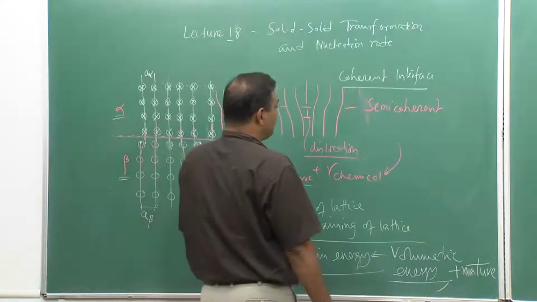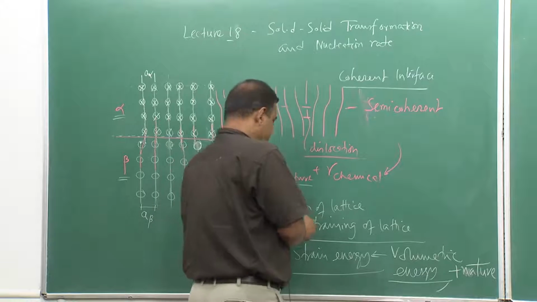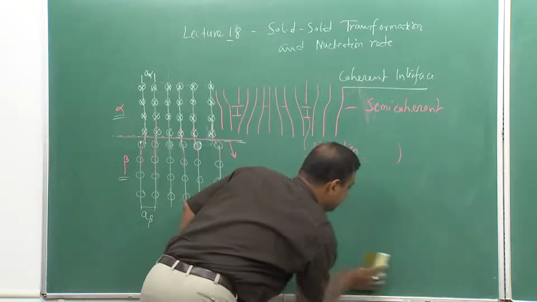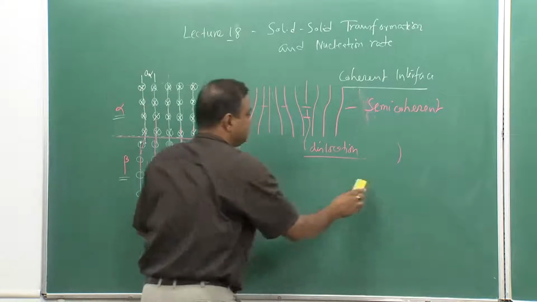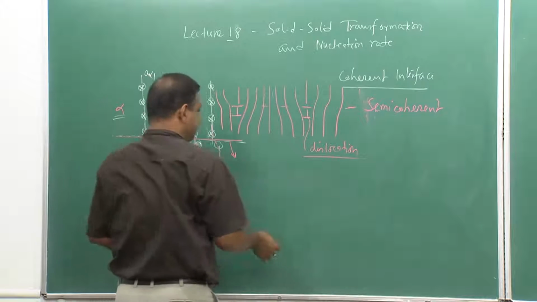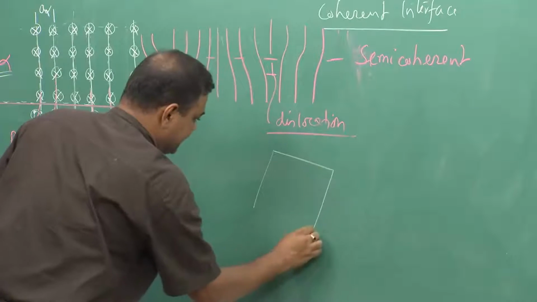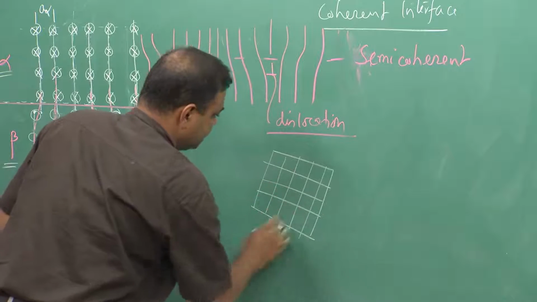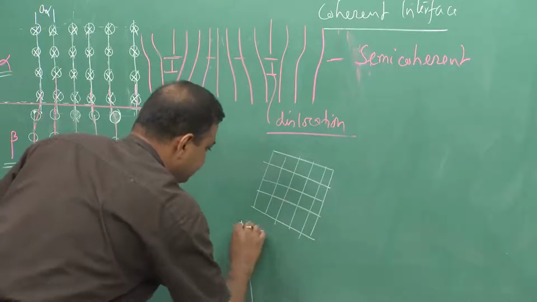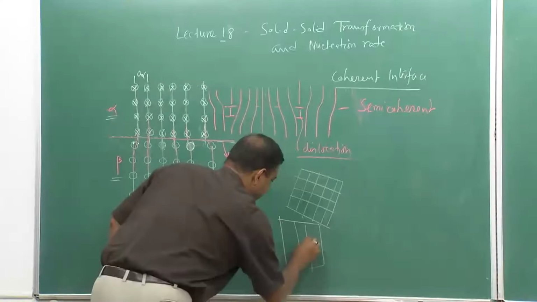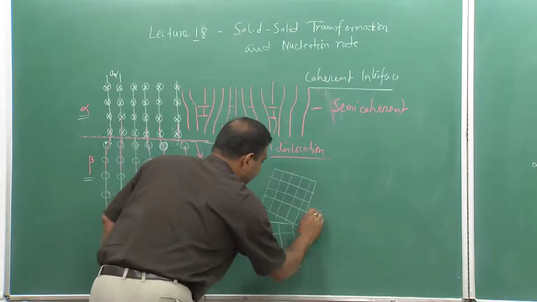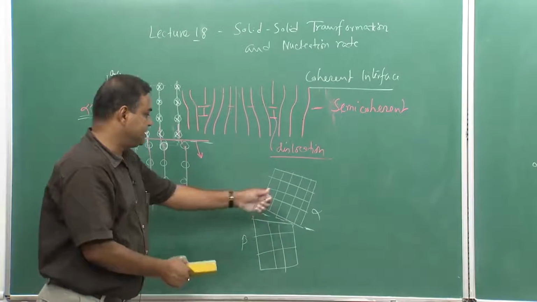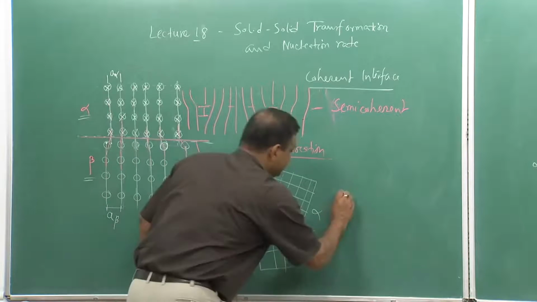And similarly there will be one more interface which we call an incoherent interface, and that time there will be no lattice match between the parent and product phase. So, if this is the lattice alpha, there will be another lattice of beta. This is beta, this is alpha, let us say, and this is the interface. That time there will be no match between the lattice planes, and that time it is called incoherent.